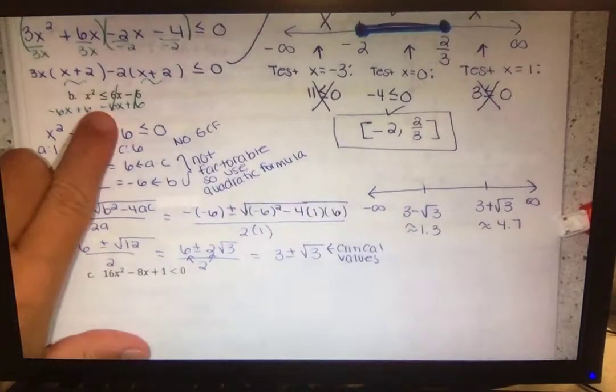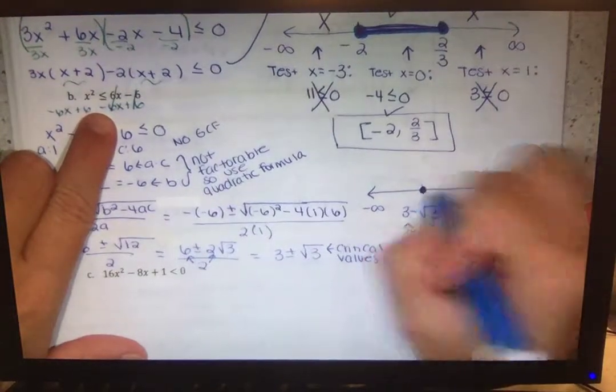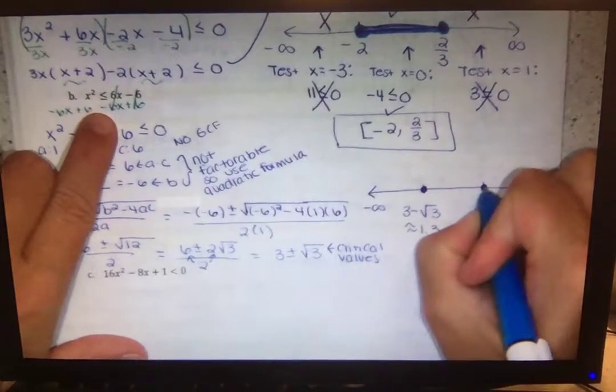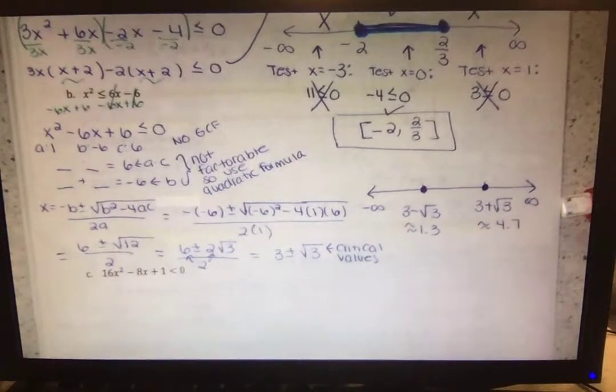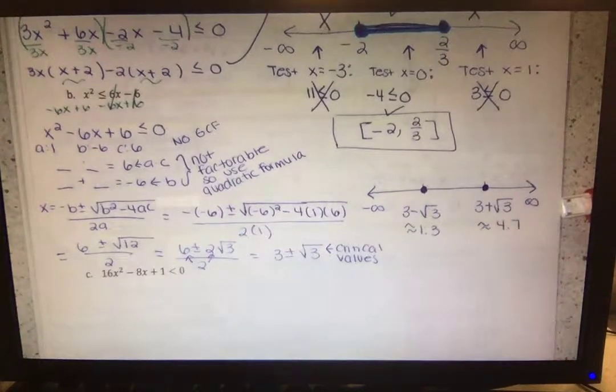Because it says less than or equal to, I know these two critical values are included, so I'm going to show that by using closed circles. Or brackets if you want, either way. I just don't know which way the brackets are going to face, that's why I use closed circles.